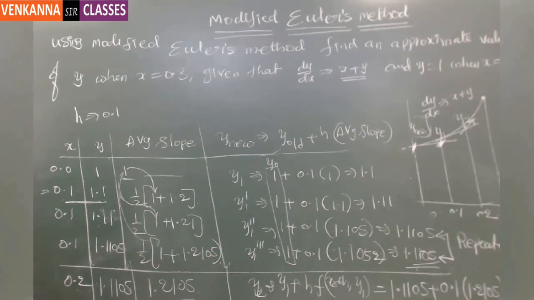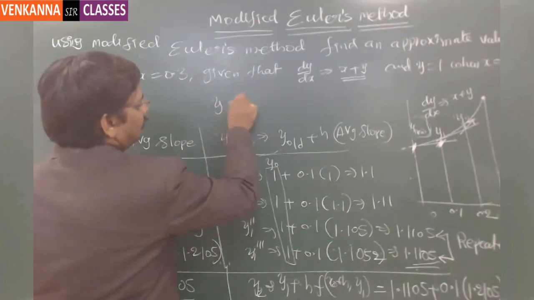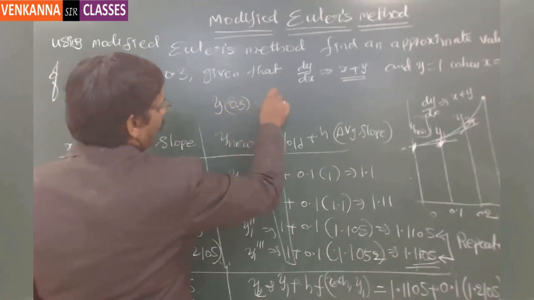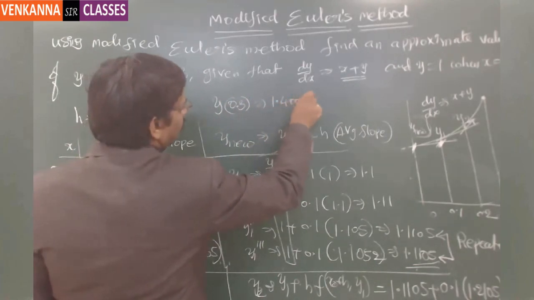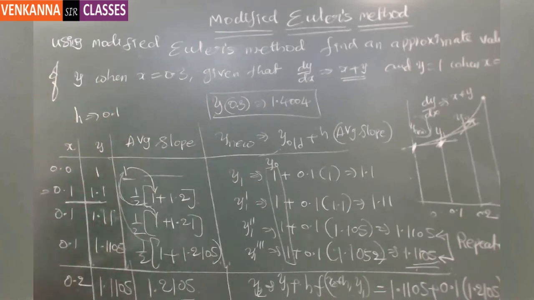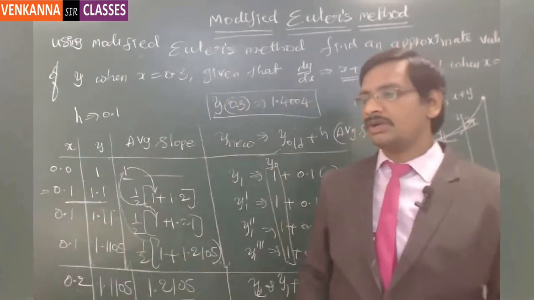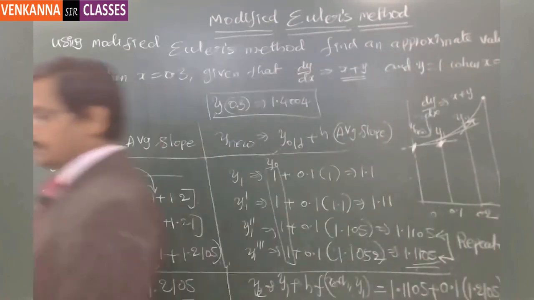So the answer is 1.4004. Y at 0.3 is 1.4004. So this is the answer. Got it? So this way you can make use of Euler's method and Euler's modified method.